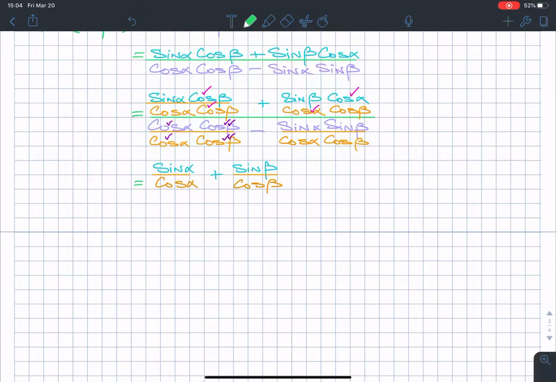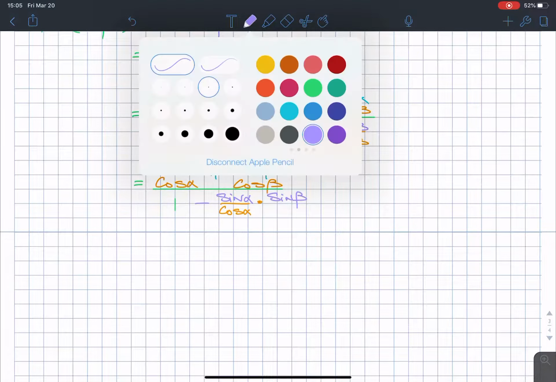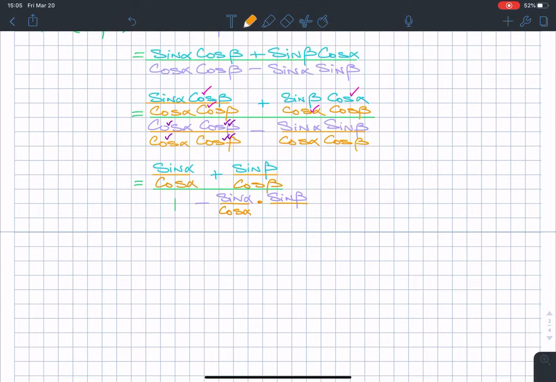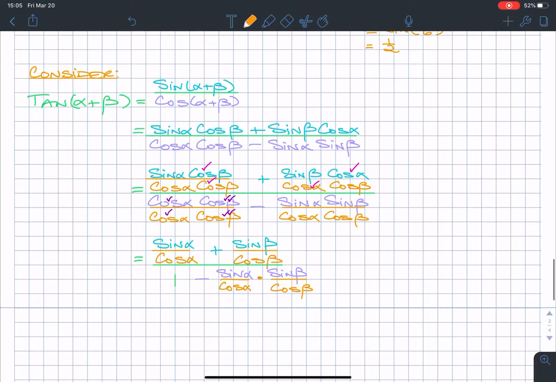Now in the denominator, the first term reduces to 1 minus, well, what do I have? I'm going to write this as sine alpha over cosine alpha times sine beta over cosine beta, because sine over cosine, of course, is tangent.